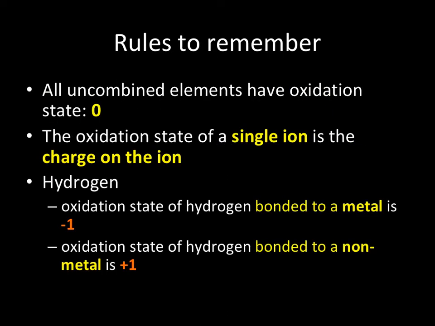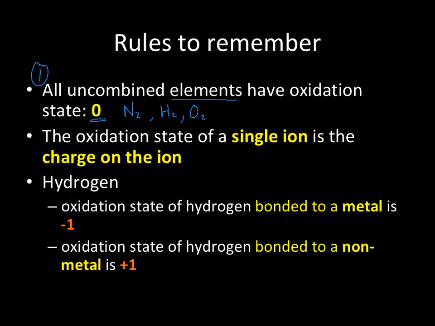Now, in order to find out about oxidation state, we need to remember some rules. These rules are important in helping us find out the oxidation state of some elements that we need to check for. So rule number 1, all uncombined elements have an oxidation state of 0. So anything you can find on your periodic table, together with things like nitrogen, hydrogen, oxygen, are all elements, so their oxidation state would be 0.